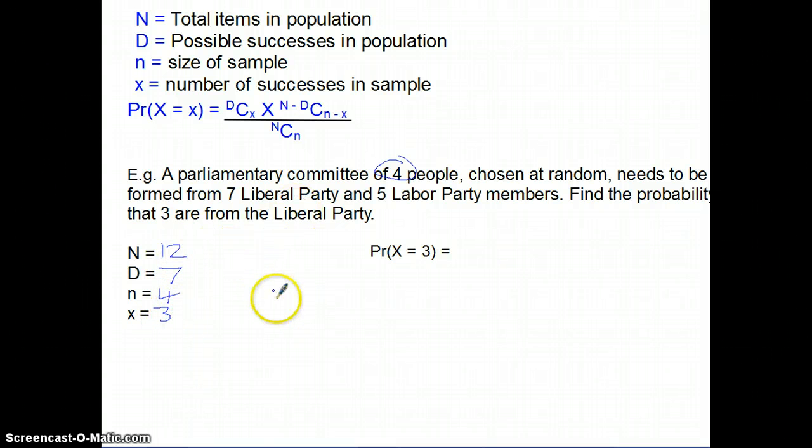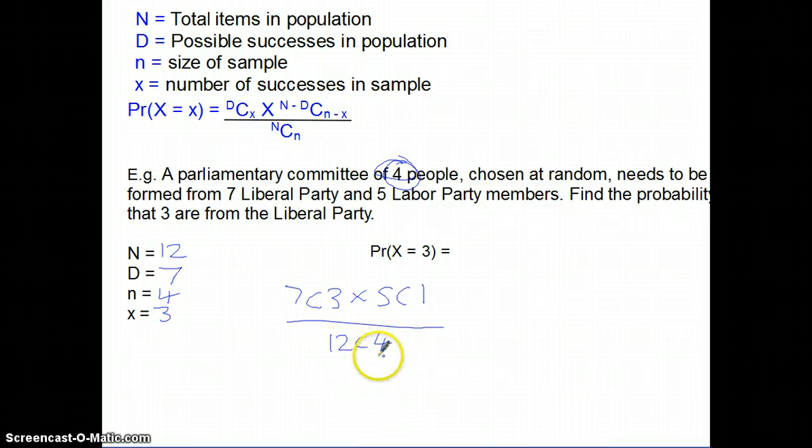So in order to do that, we now just use the formula here to work it out. We have 7 choose 3. That's the total possible successes for us to get. There are 7 Liberal Party people and we're looking for 3 of them. For every one of those, there are 5 Labour Party people. It's going to be 5 choose 1, because that's how many are left, because there's only going to be 4 people in total. And that's out of 12 choose 4, because that's the total that we're picking. We're starting with 12 and we're choosing 4.